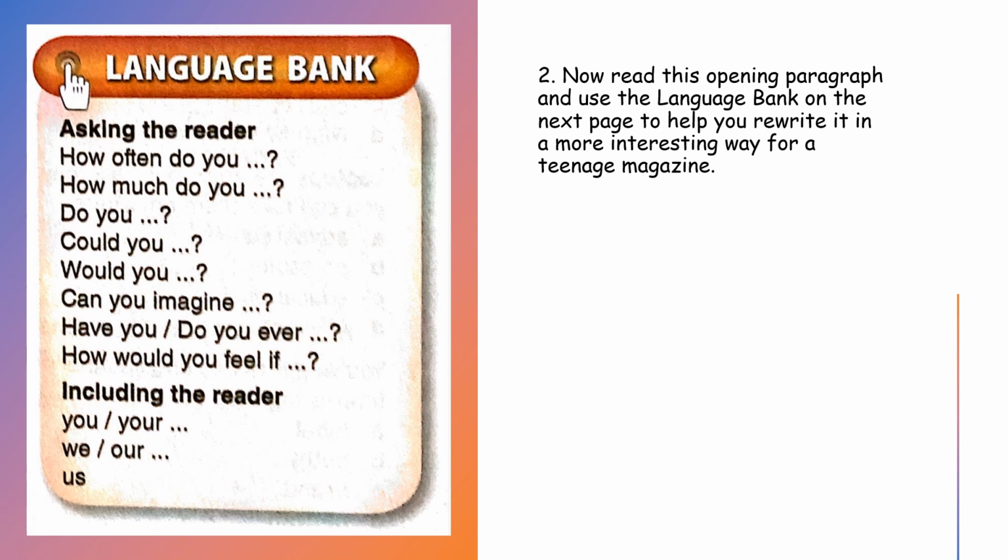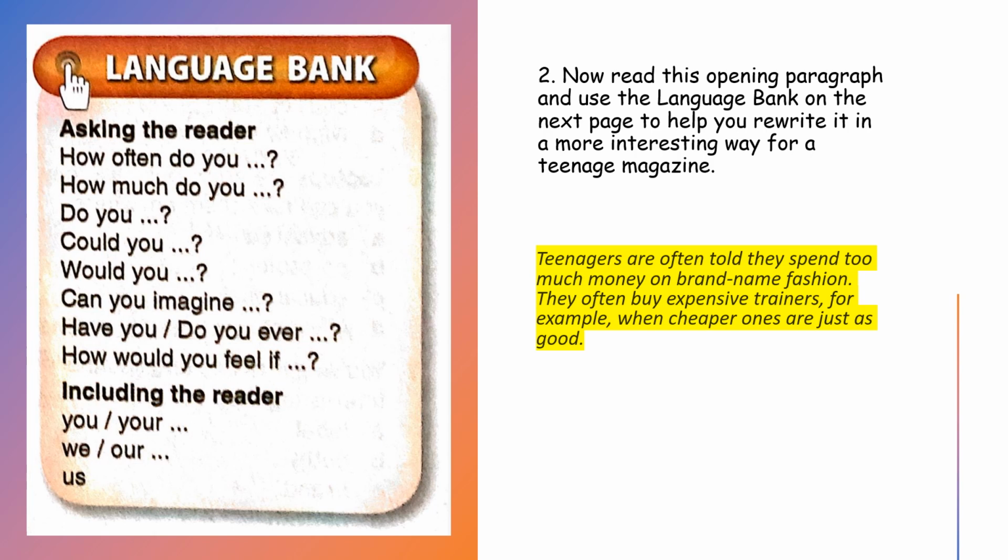Now let's move to task 2. Now read this opening paragraph, which is highlighted in yellow, and use the language bank as shown here to help you rewrite it in a more interesting way for a teenage magazine. Let's read the opening paragraph first. Teenagers are often told they spend too much money on brand name fashion. They often buy expensive trainers, for example, when cheaper ones are just as good. So we are going to rewrite this opening paragraph in a more interesting way for a teenage magazine.